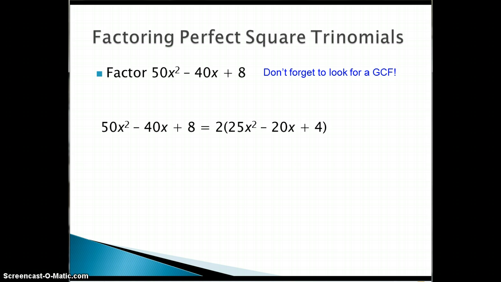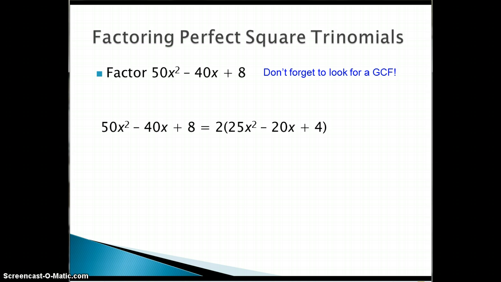So we would multiply the a times the c, which will be the 25 times the 4, so that's 100. So we're looking for two numbers that multiply to give us 100 and add to give us negative 20. Can you think of what those numbers are? Those numbers are negative 10 and negative 10. So remember that we use those numbers to split up the middle term into two terms.